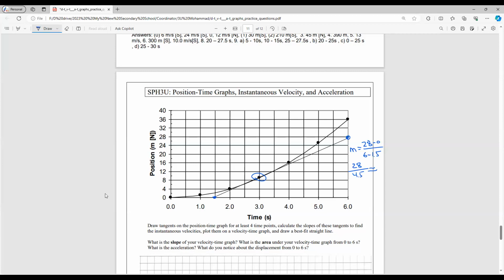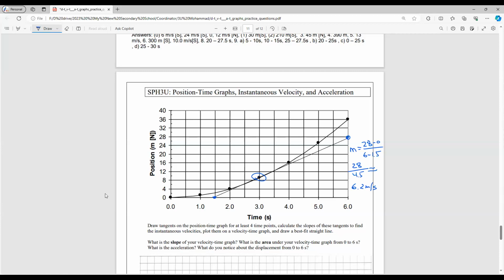So 28 divided by 4.5, 6.2. Yeah, so 6.2 meters per second. Okay, so for instantaneous speed, you find some point and make a line that has only one common point, and then find the slope of that line.